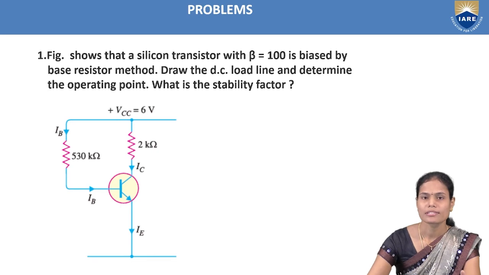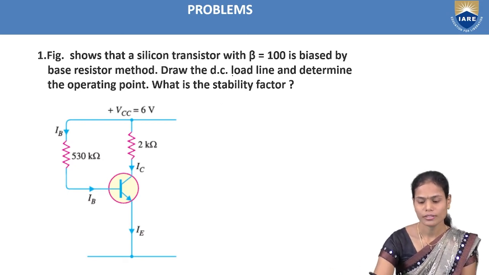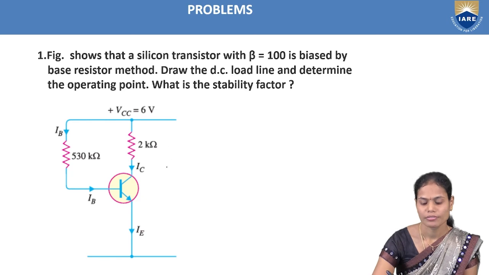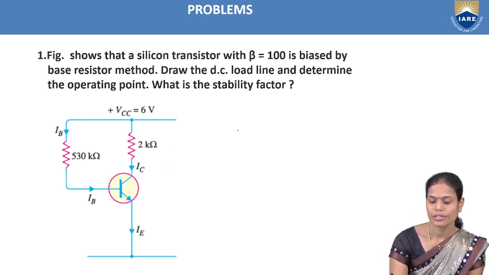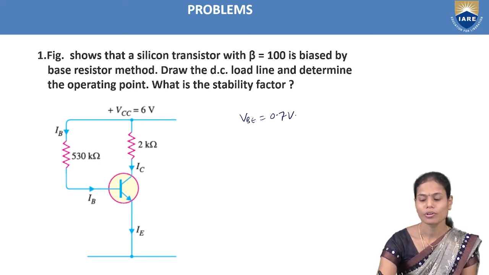Now we'll see some examples related to this DC load line as well as the operating point so that we can understand easily. For that I am taking a problem. Here it is. The figure shows a silicon transistor. For the silicon transistor, the VBE voltage is 0.7 volts, with beta equal to 100.